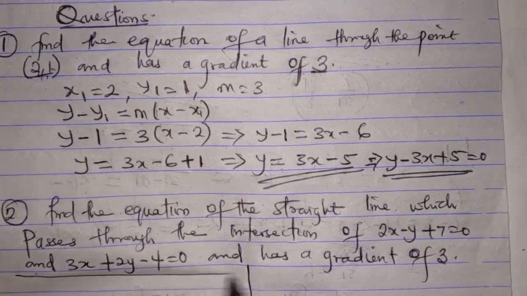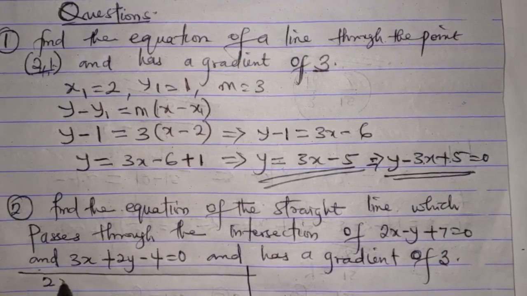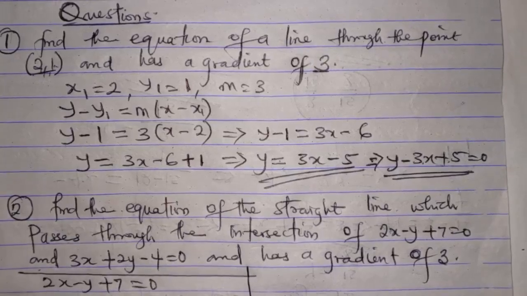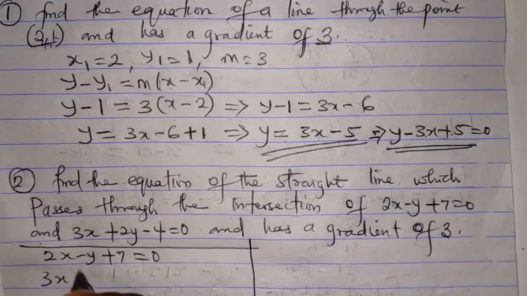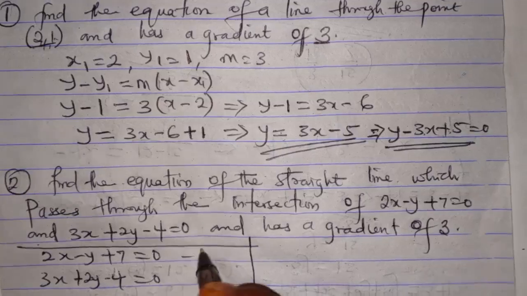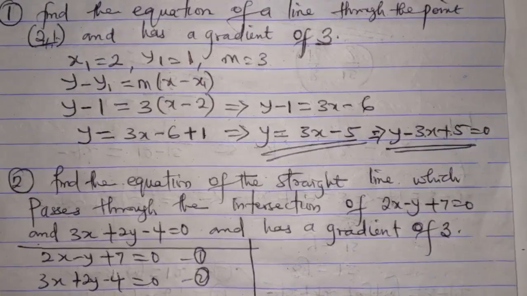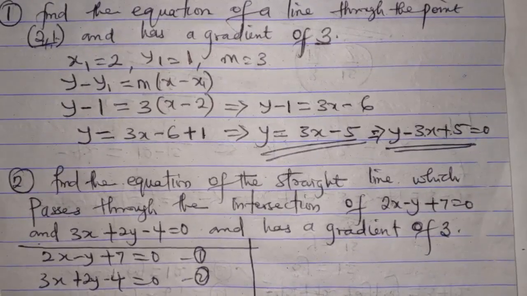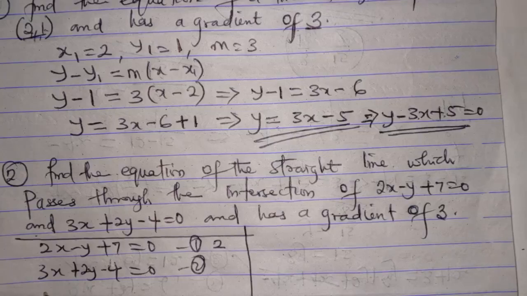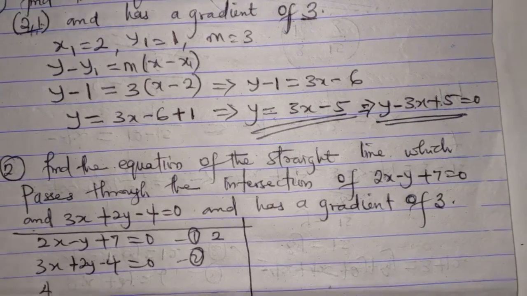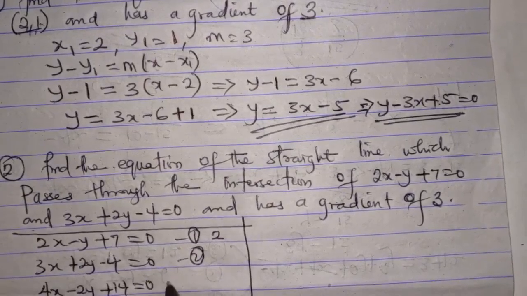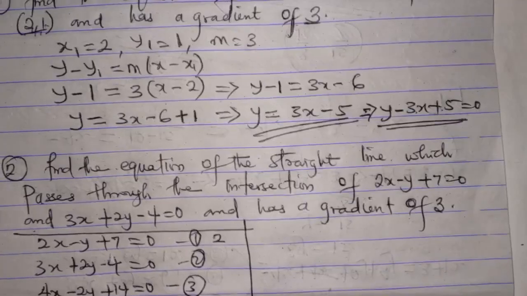We have 2x minus y plus 7 equal to 0, and 3x plus 2y minus 4 equal to 0. Equations 1 and 2. Let's say we are going to eliminate y. I will multiply this by 2, so that from equation 1, we have 4x minus 2y plus 14 equal to 0. This is equation 3.